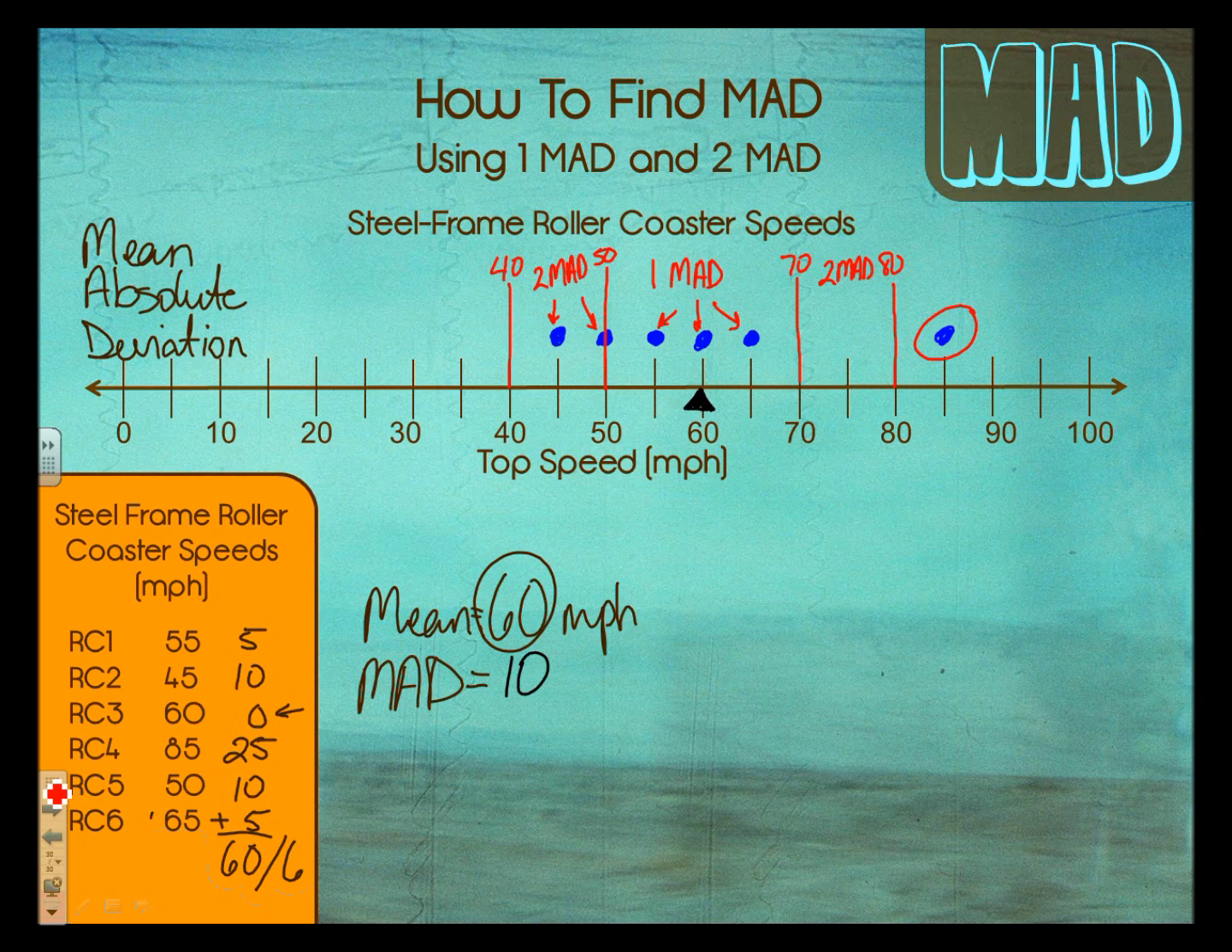So that's a real brief look at how we calculate 1 MAD and 2 MADs, and what that means. Again, if you're within 1 MAD, you are normal. If you're within 2 MADs, you're still kind of normal. And if you're outside of 2 MADs, that point is no longer normal.